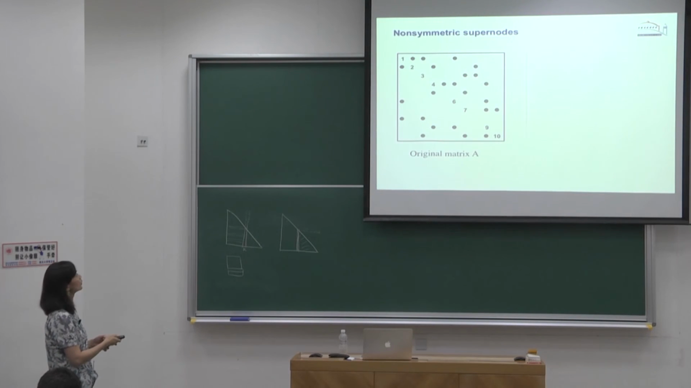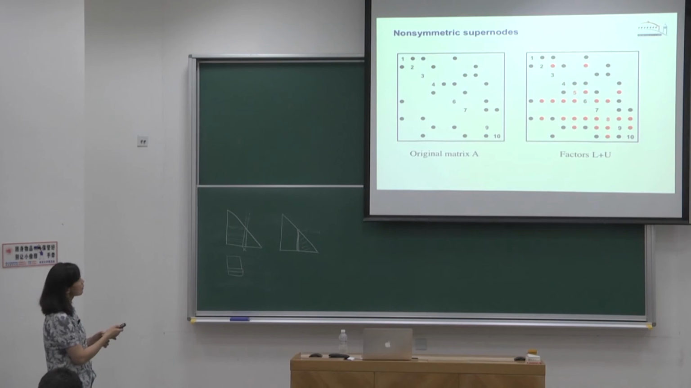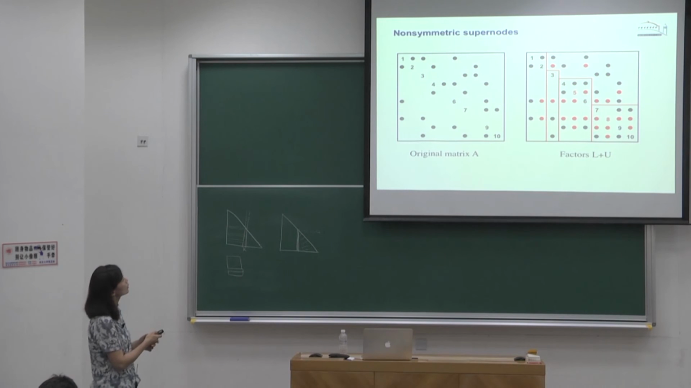So non-symmetric supernode. This is my original matrix A, and this is after GE, the factor LU with some fill. And then you can identify the supernode structure. The first 2 columns have the same structure. The 3rd column is different from every other, so the 3rd column is a singleton, it's 1 supernode. And then the next 3 columns are a supernode. The last 4 are a supernode.